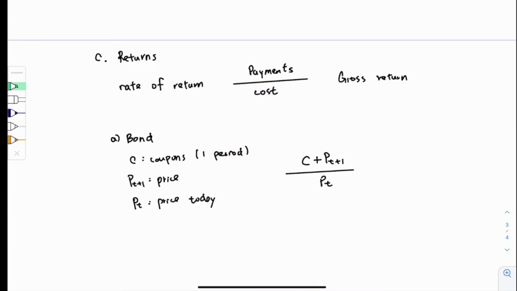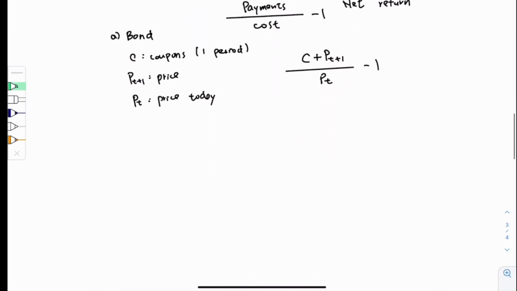However, that is not the return net of the cost that you pay. So there is another concept that is the net return, which will be the above term minus 1. That is payment divided by the total cost you pay minus 1 will be the net return for holding a particular asset. How about the return for holding a stock?